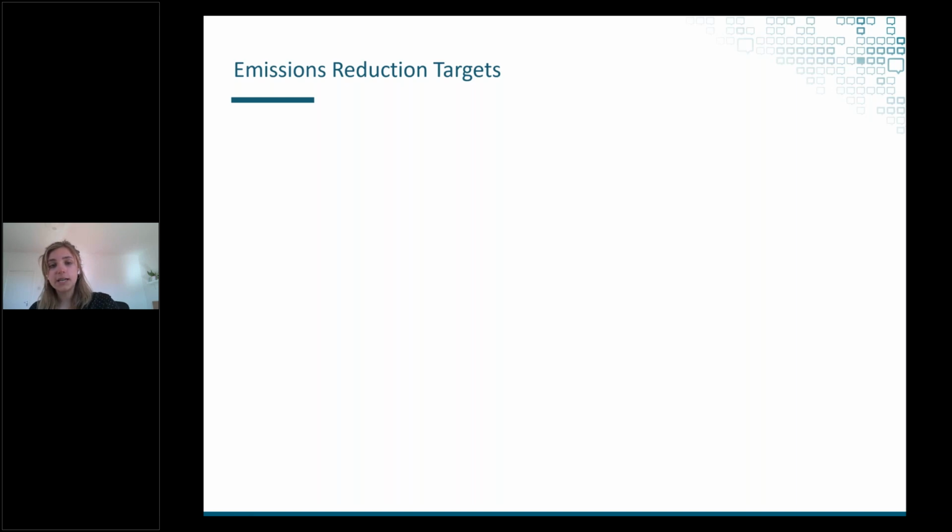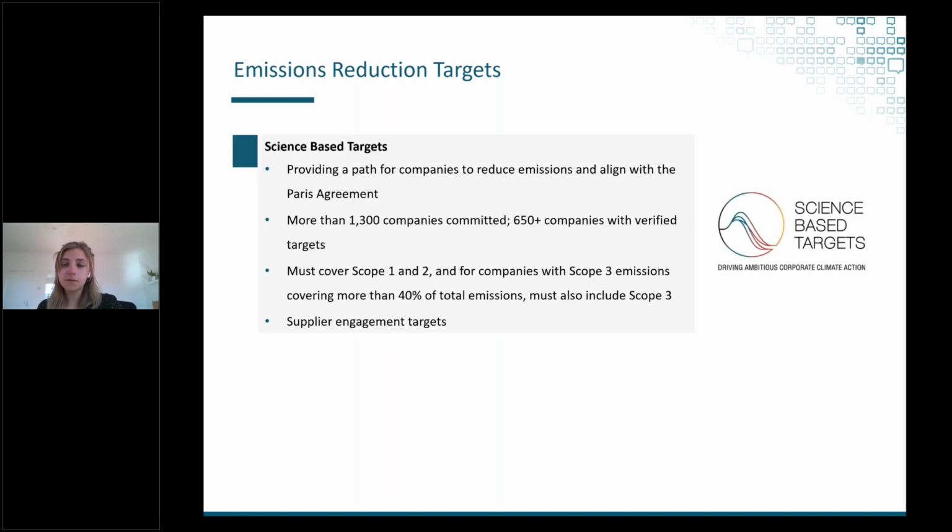Emissions reduction strategies and target setting are now best practice, and they're very popular across all sectors. So let's have a look at the most popular ones. First one, science-based targets, which are also referred to as SBTs, provide a reduction path for companies to align with the Paris Agreement, targeting all scopes of emissions. Every day, more and more companies are committing to SBTs, and we count more than 1,300 companies having set targets, whilst more than 650 companies have had their targets verified.